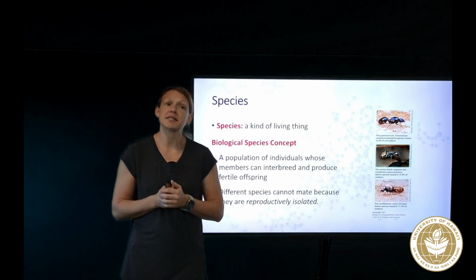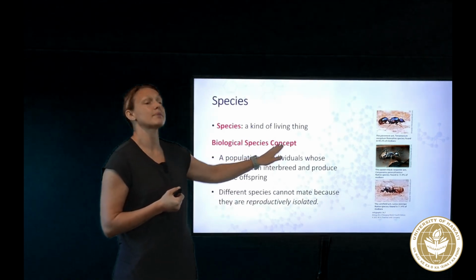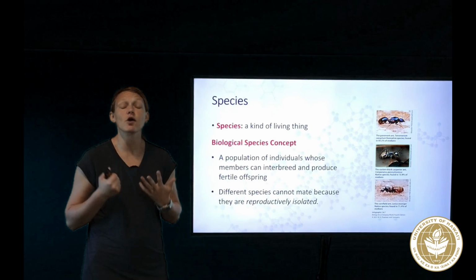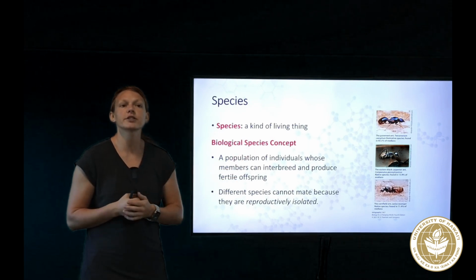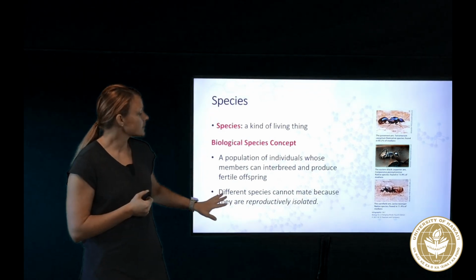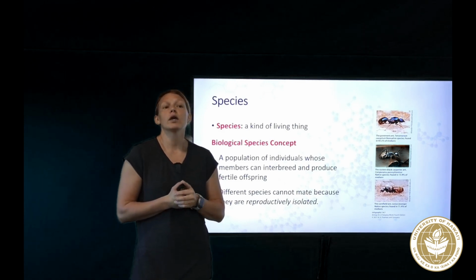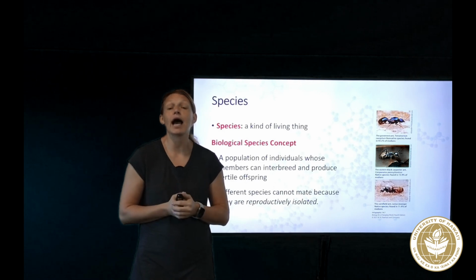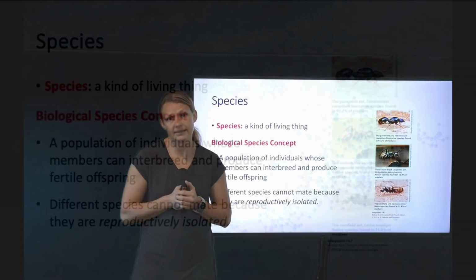The biological species concept is the most frequently used species concept. The biological species concept states that a population of individuals whose members can interbreed and produce fertile offspring, if that is the case, then that is a species. So in other words, they have to be able to interbreed and actually produce fertile offspring. Different species cannot mate because they are reproductively isolated. And we will go over some different examples of what exactly reproductive isolation means and how it can actually happen to different species and different populations. So we'll look at that in the following slides.